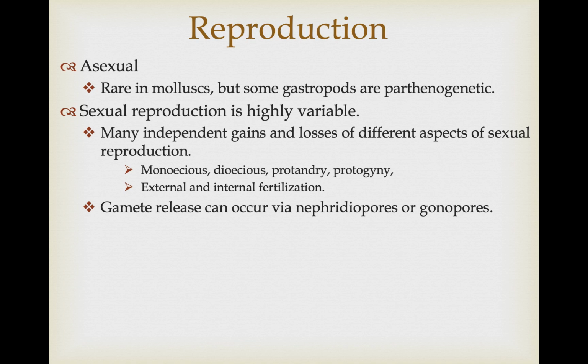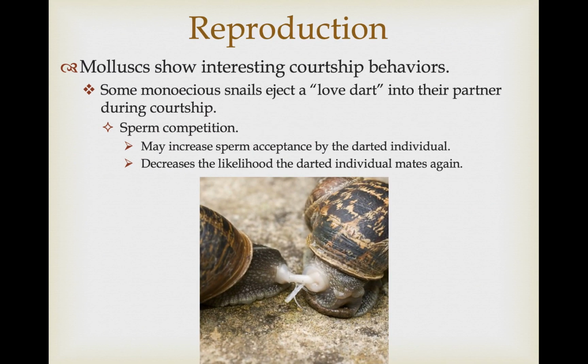But as you get bigger, you can become more dominant and have a higher fitness by showing that dominance as a very large dominant male. Mollusks also show a variety of internal and external patterns of fertilization. Gametes can also be released in a variety of ways, either through the nephridiopores or through specialized gonopores. And there's some really cool courtship behavior seen in some mollusks.